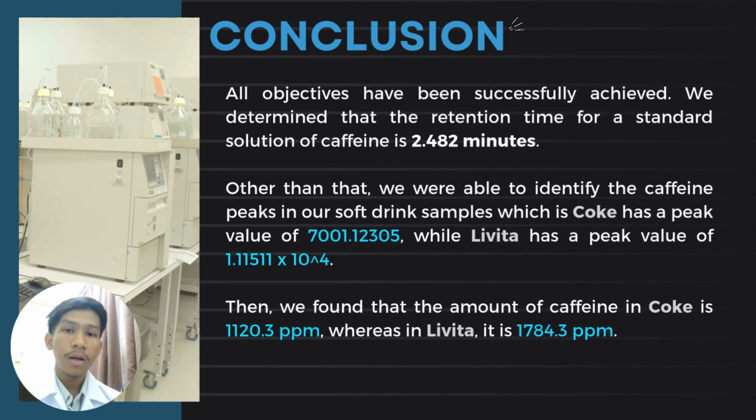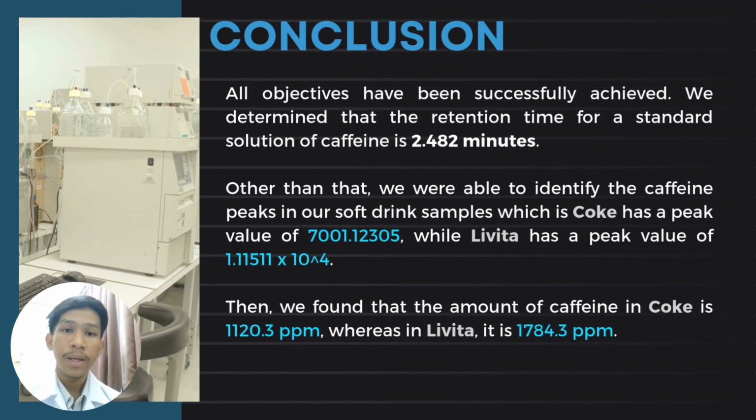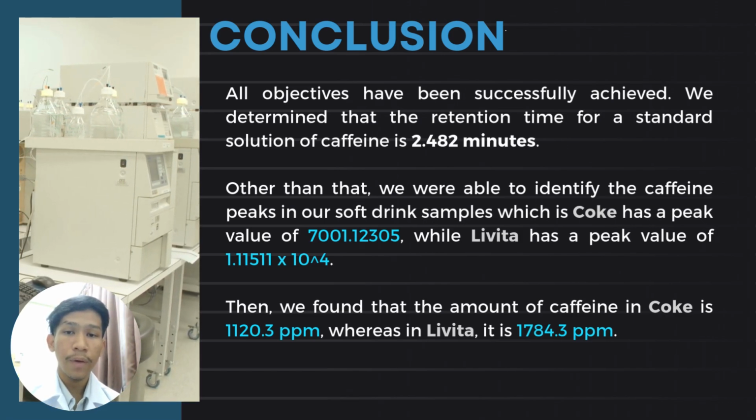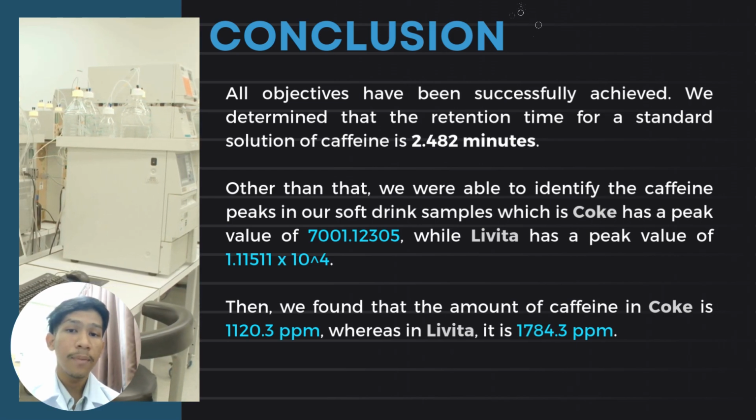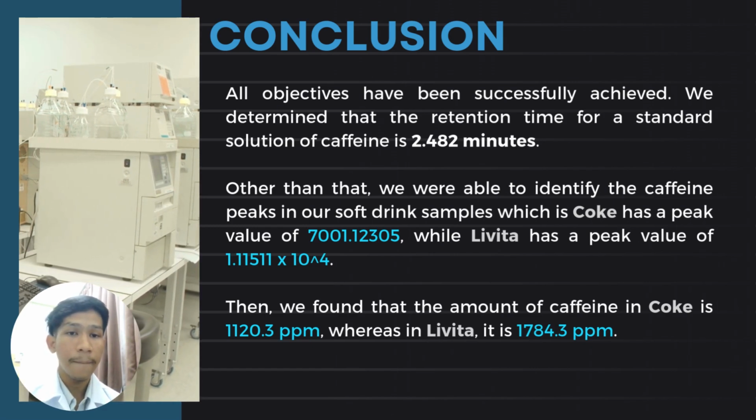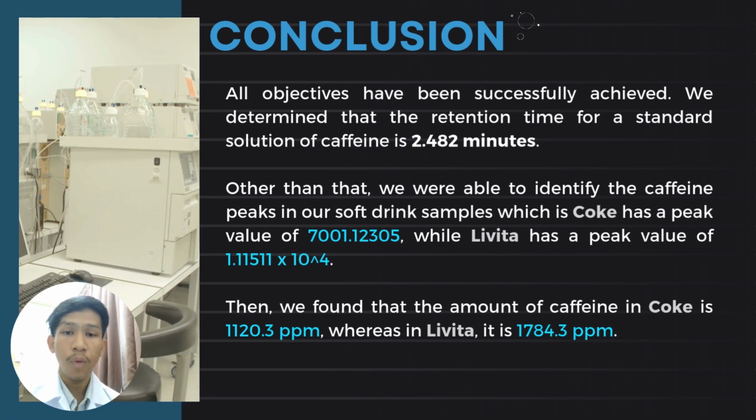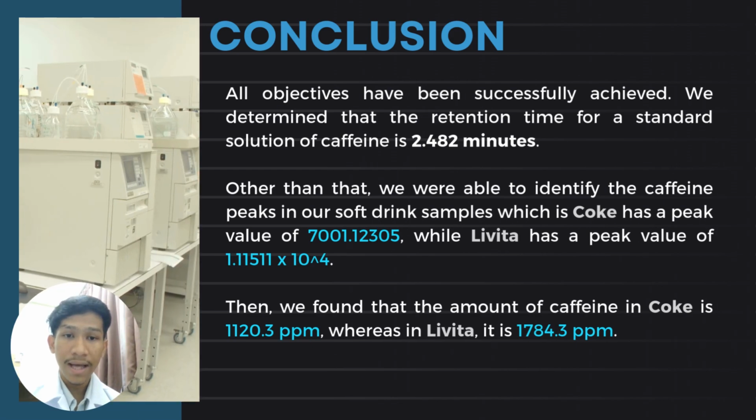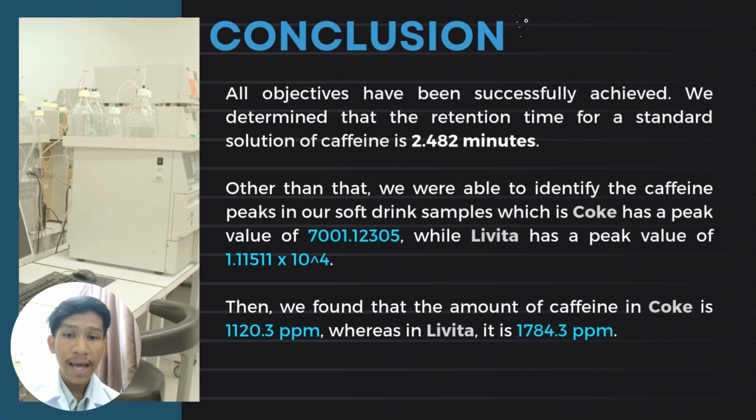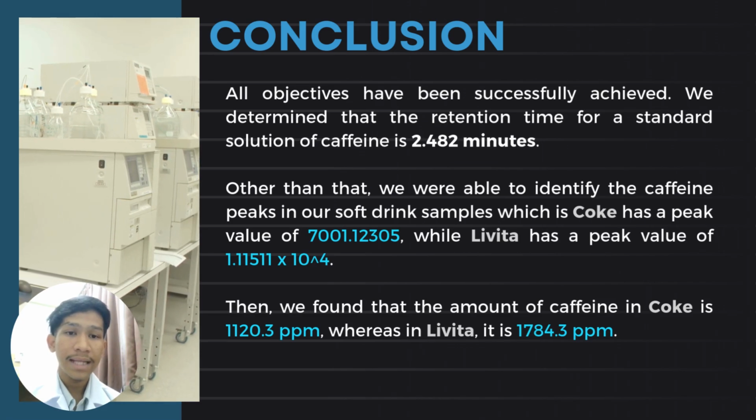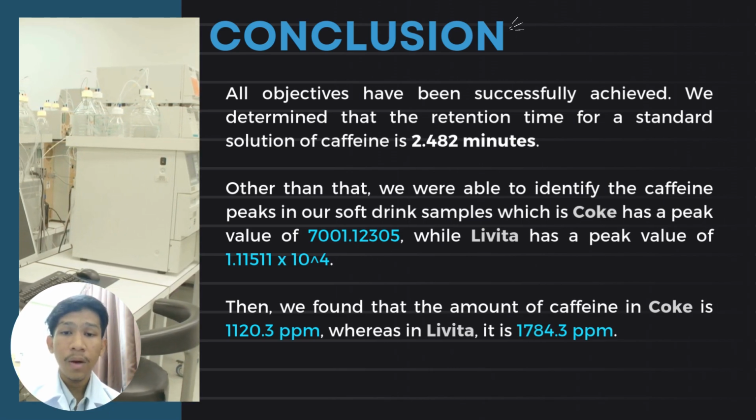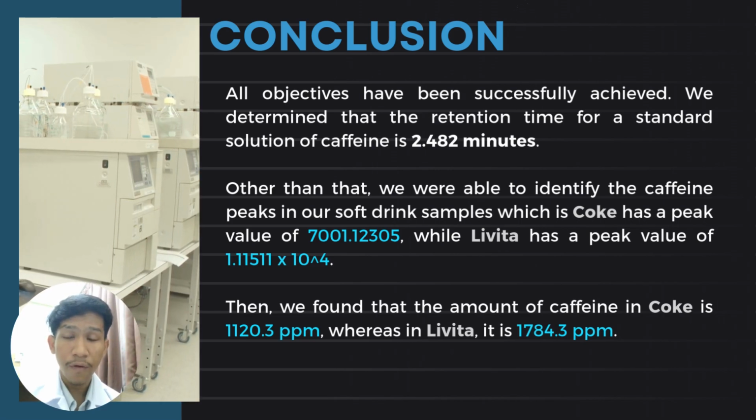So, in conclusion, all objectives have been successfully achieved. We determined that the retention time for a standard solution of caffeine is 2.482 minutes. Other than that, we were able to identify the caffeine peak of our soft drink samples: Coke has a peak value of 7001.12305, while Levita has a peak value of 1.11511 times 10 to the power of 4. Then we found that the amount of caffeine in Coke is 1120.3 ppm, whereas in Levita it is 1084.3 ppm.